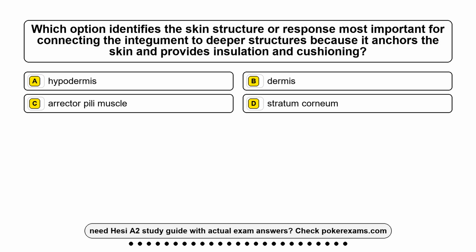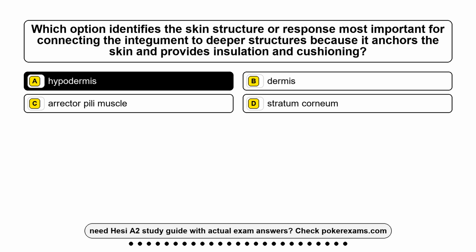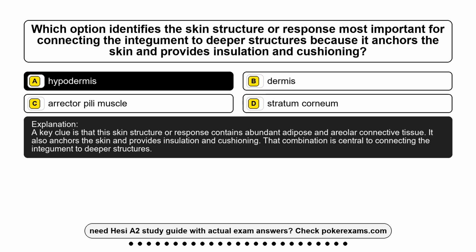Question 24. Which option identifies the skin structure or response most important for connecting the integument to deeper structures because it anchors the skin and provides insulation and cushioning? Option A, hypodermis. Option B, dermis. Option C, erector pili muscle. Option D, stratum corneum. The correct answer is option A, hypodermis. A key clue is that this skin structure or response contains abundant adipose and areolar connective tissue. It also anchors the skin and provides insulation and cushioning. That combination is central to connecting the integument to deeper structures.